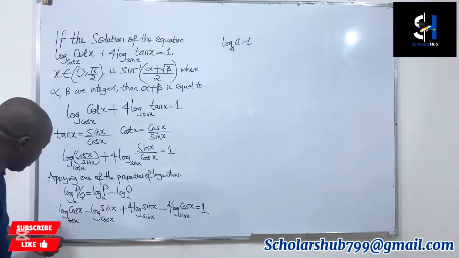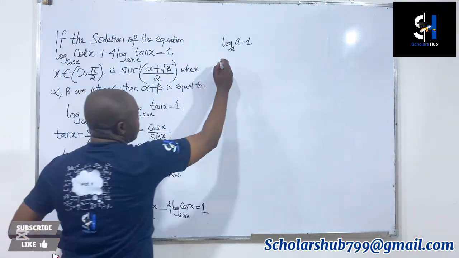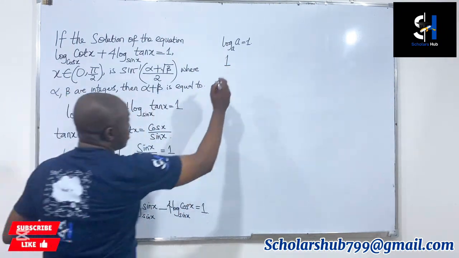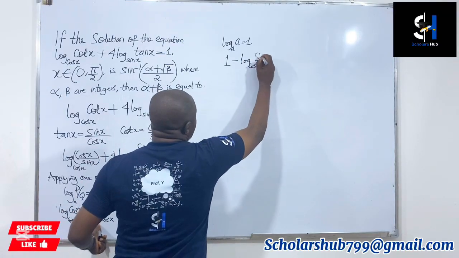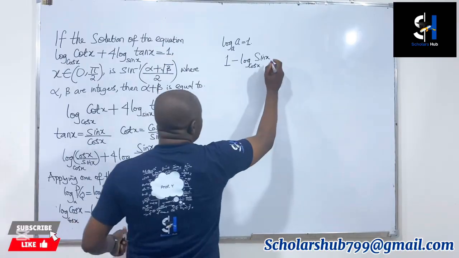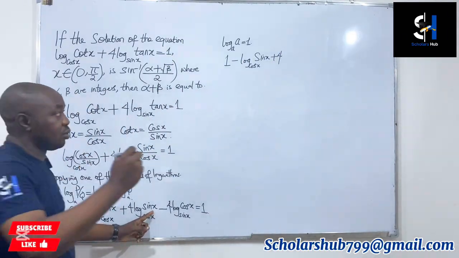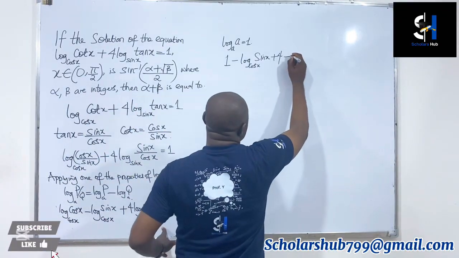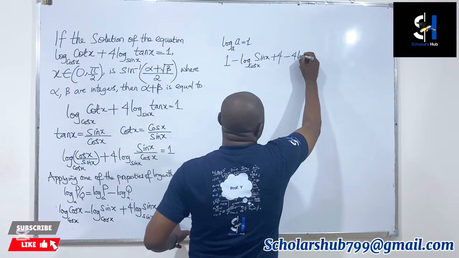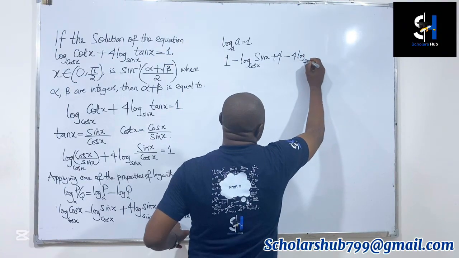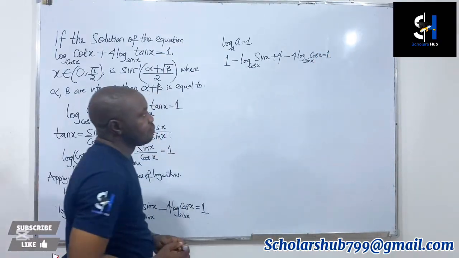In what we have here, logarithm to base cos x of cos x will be 1. Then minus logarithm to base cos x of sin x, plus 4 logarithm to base sin x of sin x, which will be 1, so that will be 4 times 1, 4. Then minus, this remains as logarithm to base sin x of cos x, equals 1.